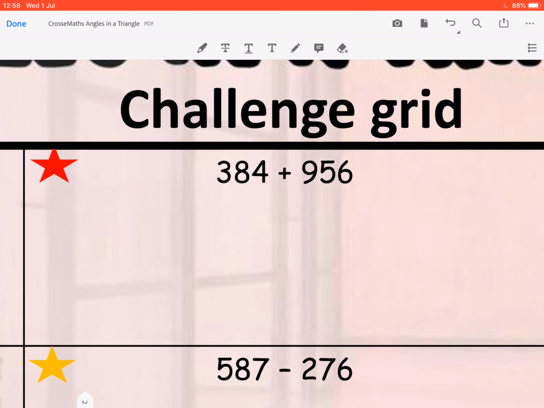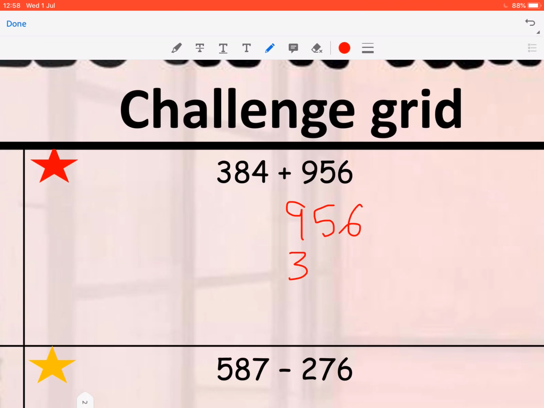Okay, if you find at any point I'm going a bit too slow, just pause. You can happily skip to the answers, that's absolutely fine. I just want to make sure everyone understands. I've got 956 add 384. 6 plus 4 is 10, 5 plus 8 plus 1 is 14, 9 plus 3 plus 1 is 13. So my answer is 1340.